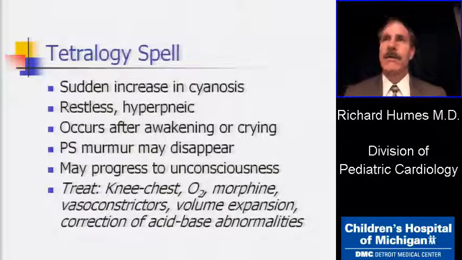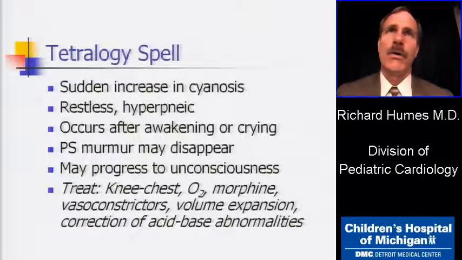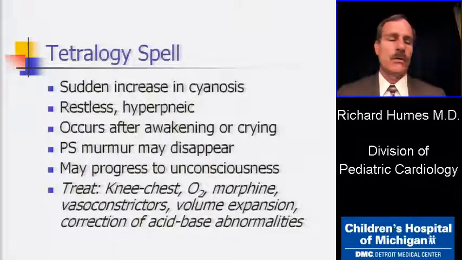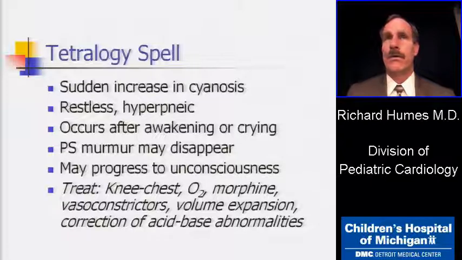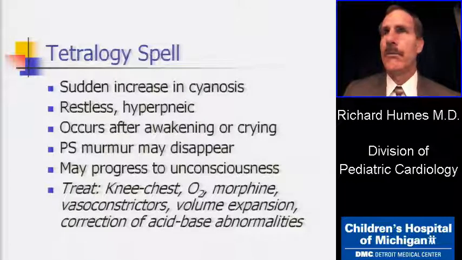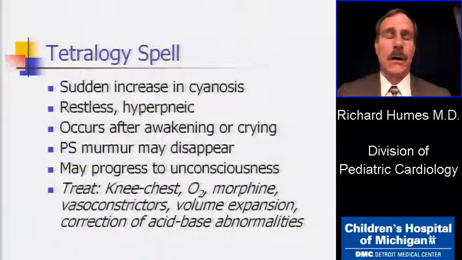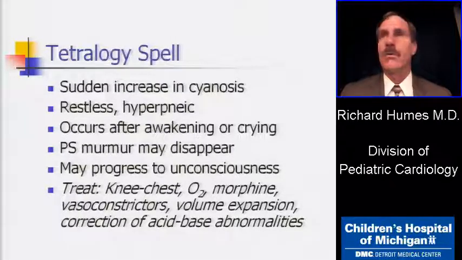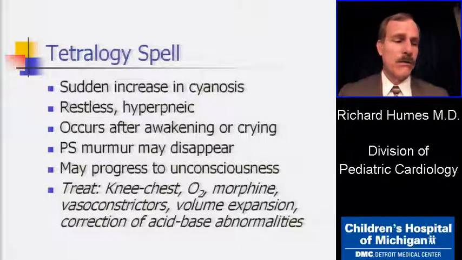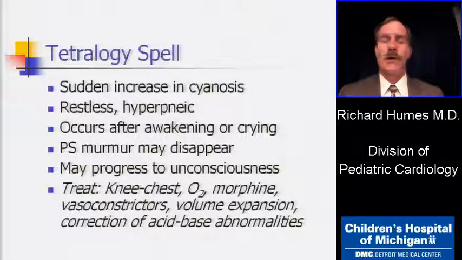You may find on physical exam that the murmur of pulmonary stenosis typical of tetralogy will disappear when this is happening. It may become very severe. In patients that have profound TET spells, the peripheral oxygen saturation, if you're measuring it at the time, can go down very low, below 20. I've seen it. So you want to respond to these. And it may progress even to unconsciousness.